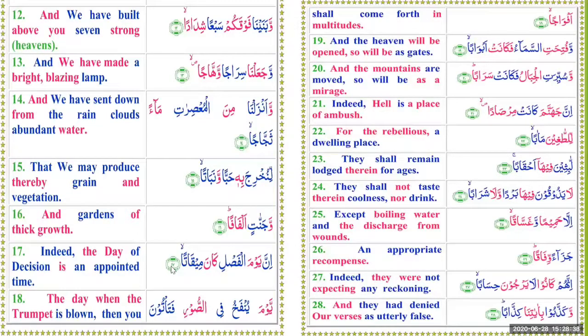Okay, so it means what Allah subhanahu wa ta'ala is saying is that the sky is constituted of seven vast heights. We all know there are seven skies, isn't it? High and well knit.